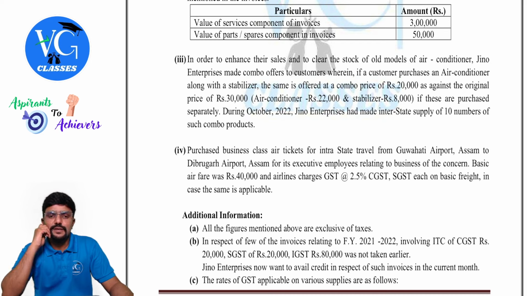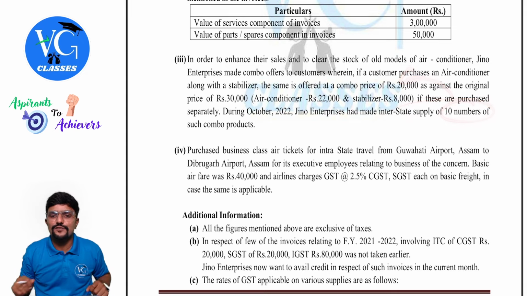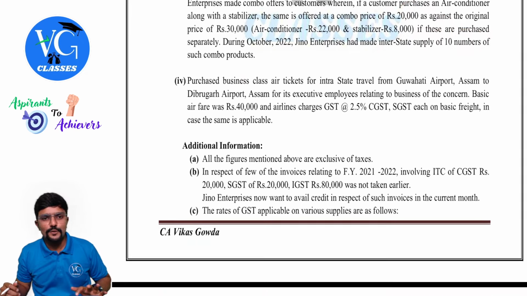But they are selling both put together for 20,000, guys, the offer price, if these are purchased separately. During October 2022, Geno Enterprises has made interstate supply of 10 numbers of such combo. So 10 into 20,000 is the value of supply. Okay, combo sales.